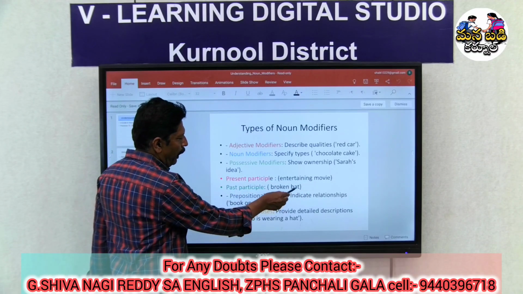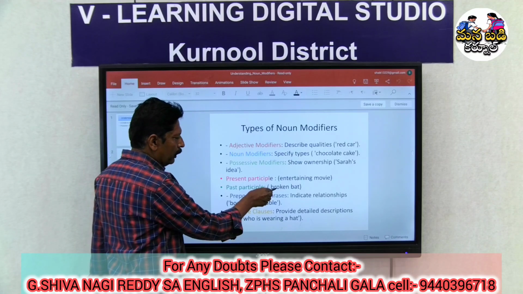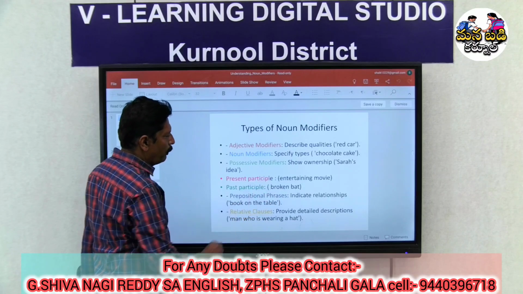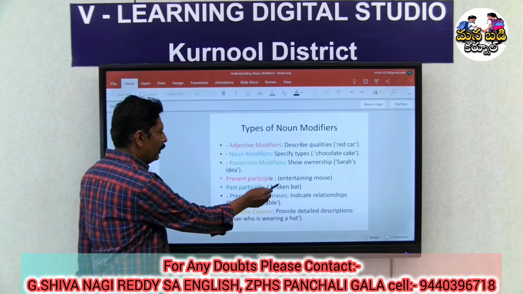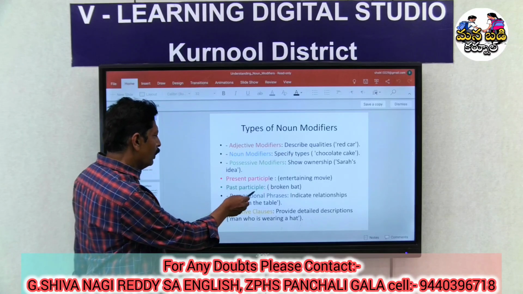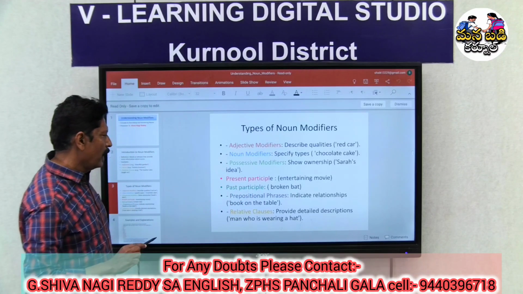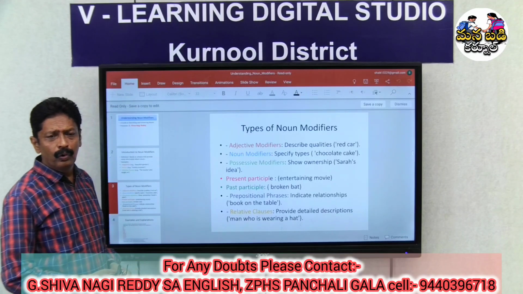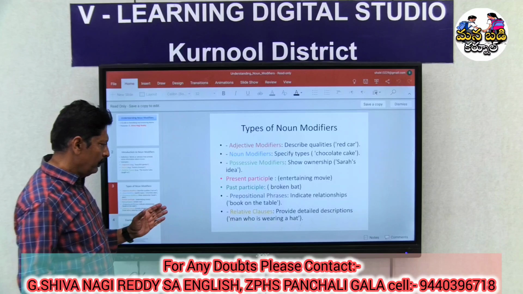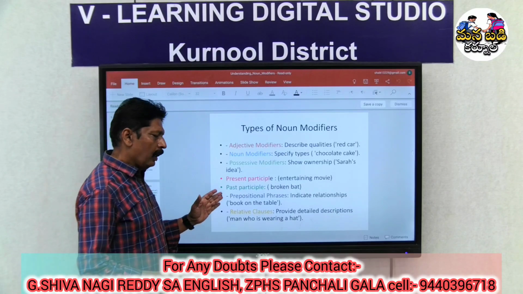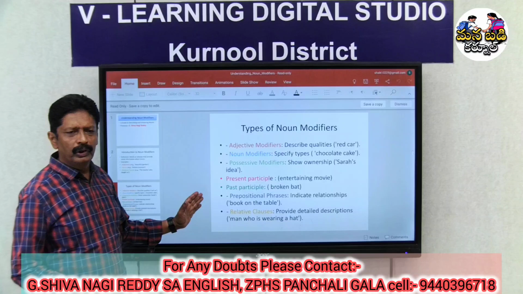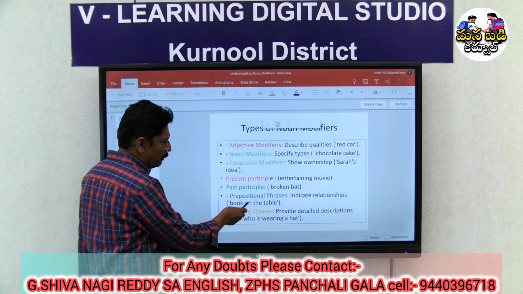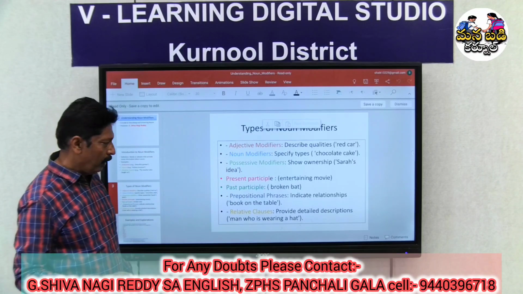Broken bat. Bat is a noun. It is the past form of break. Break, broke, broken. This broken bat. This broken, a past participle, qualifies the noun bat. It is called a noun modifier. Next one, prepositional phrases even work as a noun modifier. A word which is accompanied with prepositions is called a prepositional phrase. Book on the table. Table is a noun. The phrase on the table is a noun modifier.